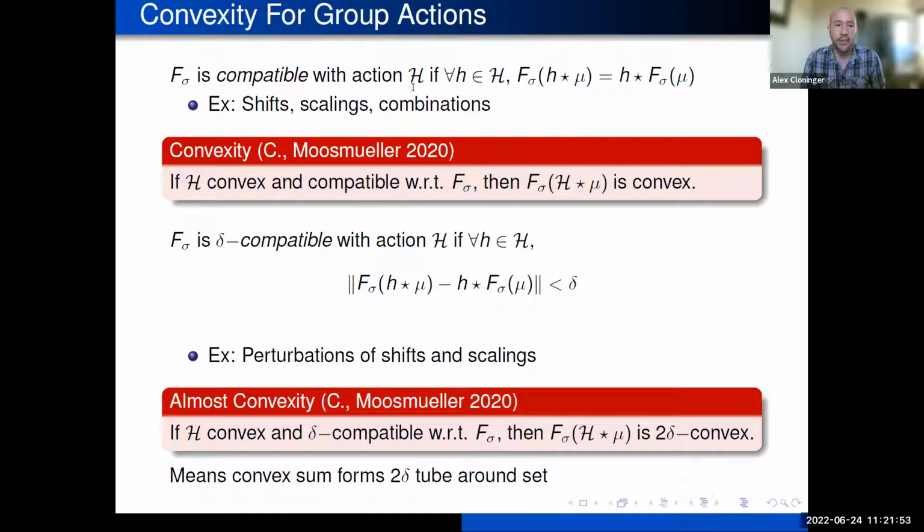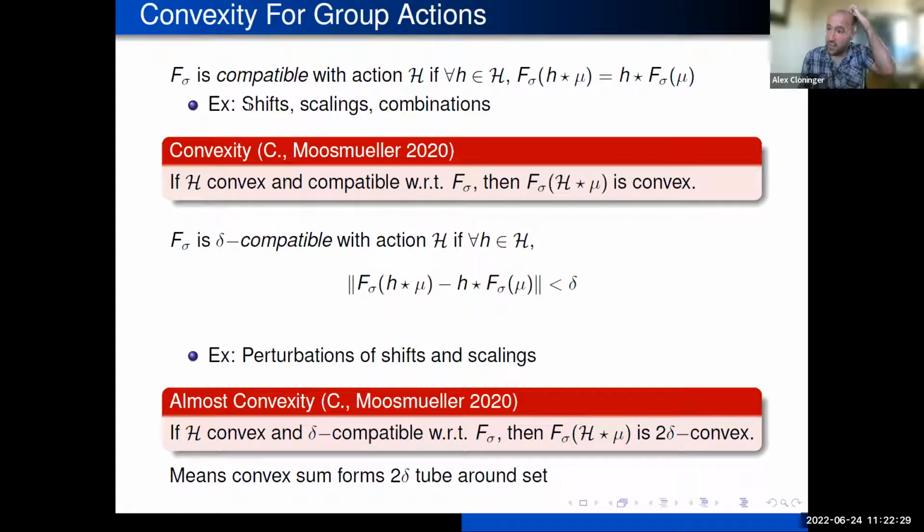Mathematically, what it means is if you transform mu with some function h, and then take the LOT embedding, it's the same as taking the LOT embedding of mu and then transforming that function with another function, composing them. Sorry, that should be a composition, not a star. So examples of this are shifts, scalings, and some combination of shifts and scalings. So these are what I call compatible transformations.